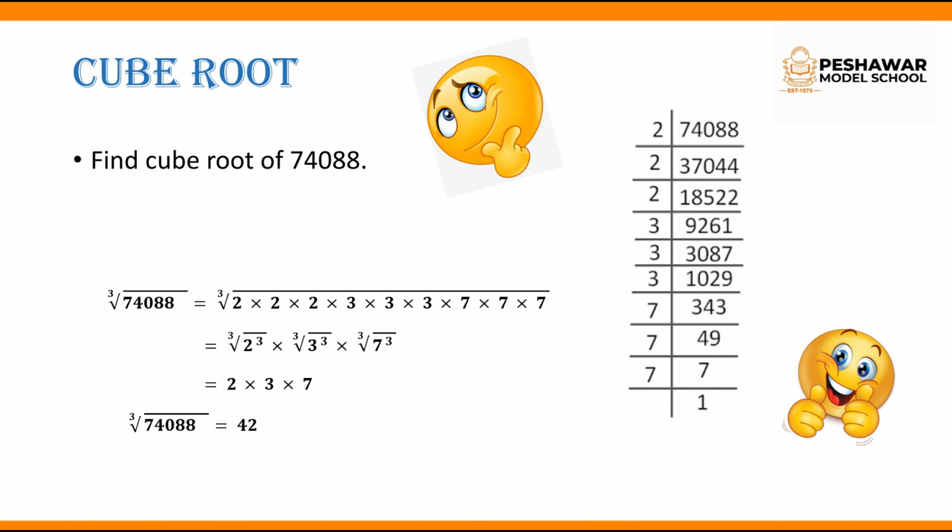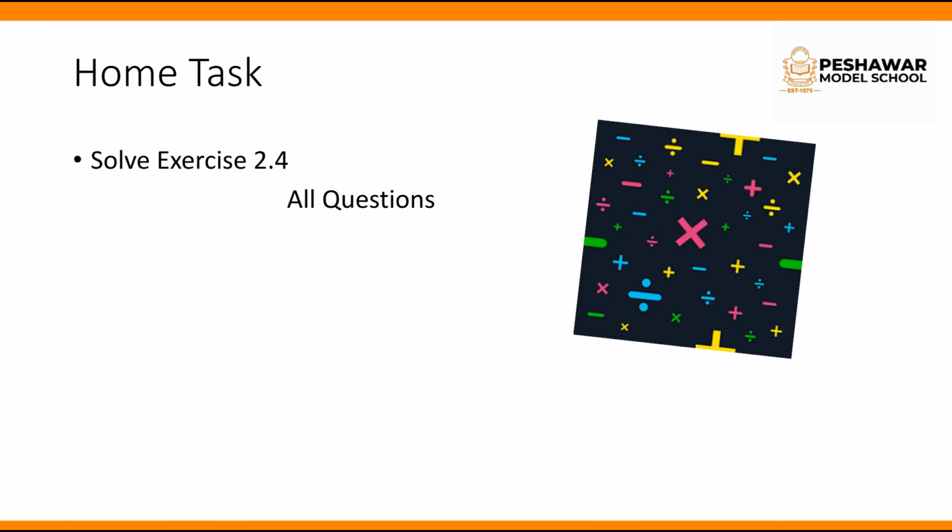If you want to find the cube, simply multiply the digit 3 times, but if you have to find the cube root, use the prime factorization method. That's all. Solve all the questions of exercise 2.4. It's for practice, for more practice. It's a very interesting method. You already practiced it in the square root method by prime factorization.